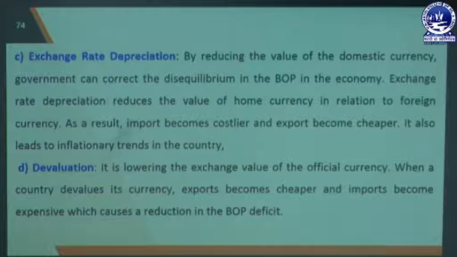So, another measure in monetary measures or monetary policy is exchange rate depreciation. By reducing the value of the domestic currency, the government can correct the disequilibrium in the balance of payment in the economy. Exchange rate depreciation reduces the value of home currency in relation to foreign currency. As a result, import becomes costlier and export becomes cheaper. It also leads to inflationary trends in the country.